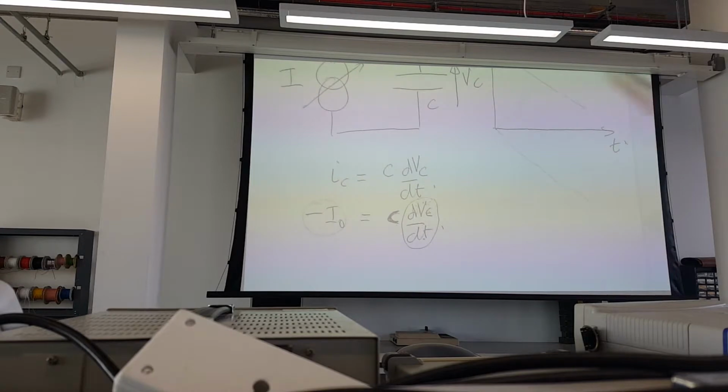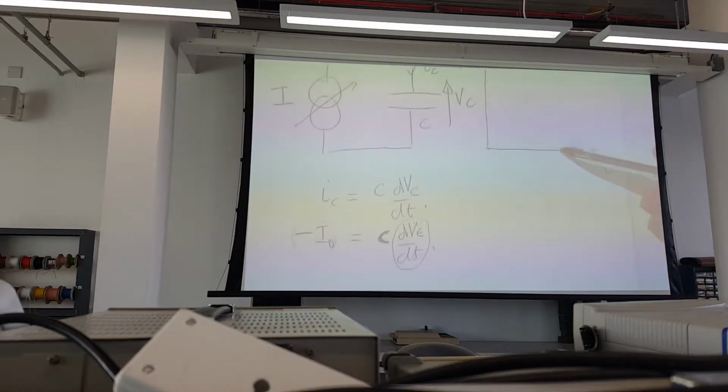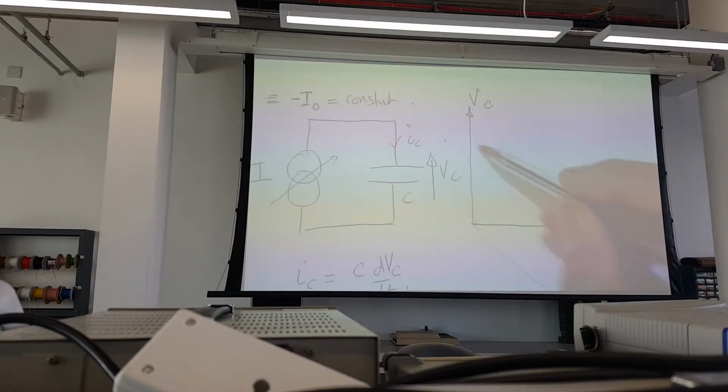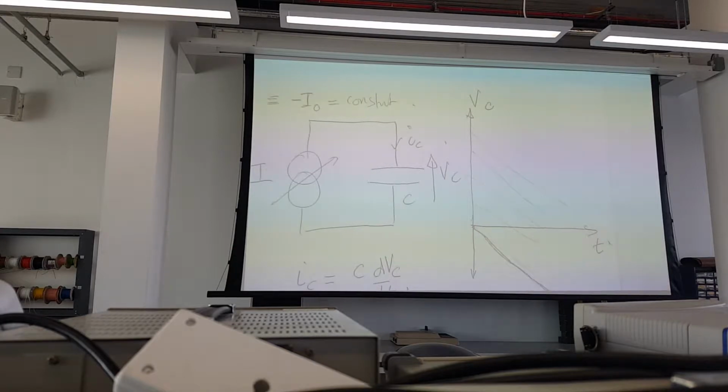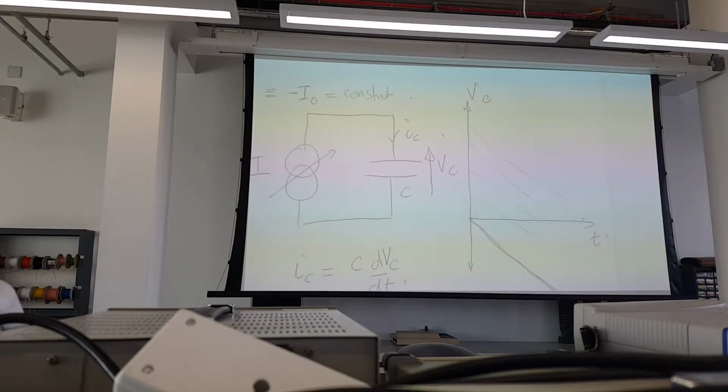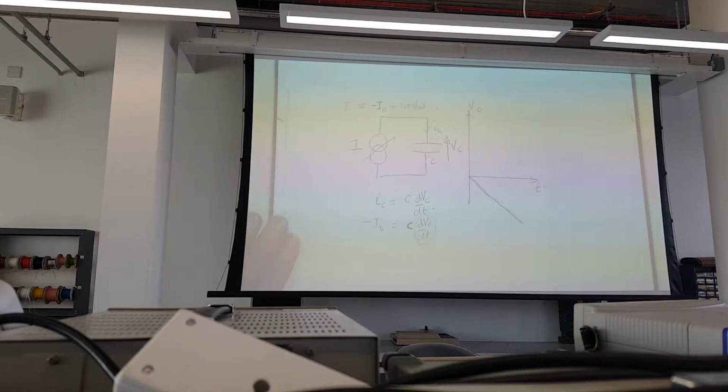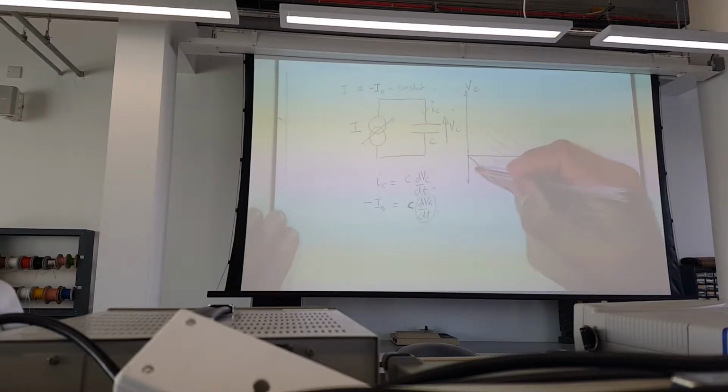So what that means is this VC versus time graph over here must have a negative gradient. It must have a negative gradient. And the voltage across the capacitor is getting more negative like this. It's moving in this direction like that. Can you zoom out more? Yeah. Just in general. It's going to be doing that.